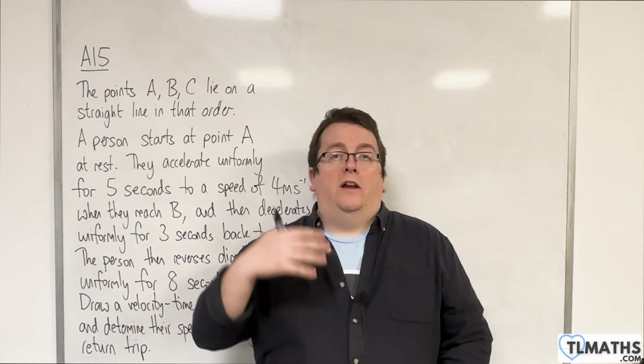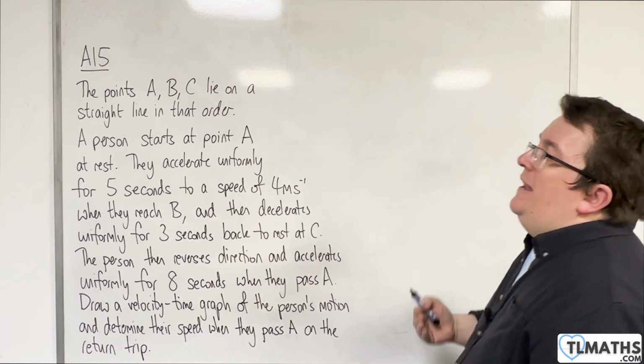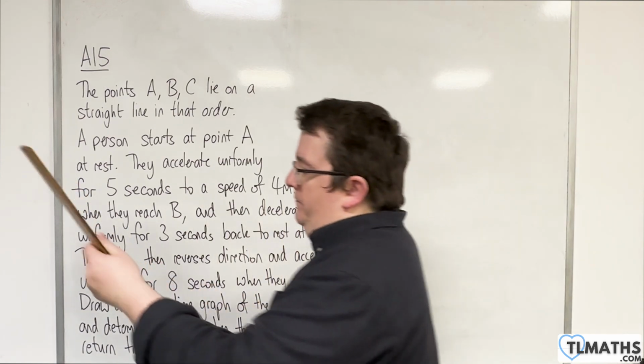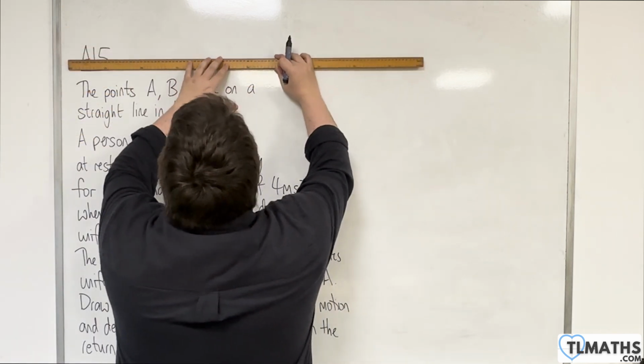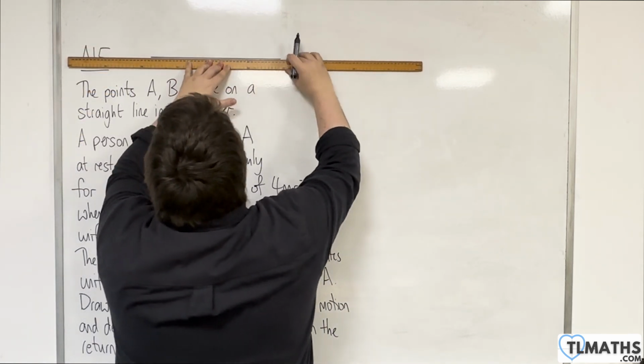So in this video we're going to be drawing a velocity time graph. The points A, B, C lie on a straight line in that order. Right, let's draw ourselves a diagram so we can visualise what's going on. Here's my straight line.